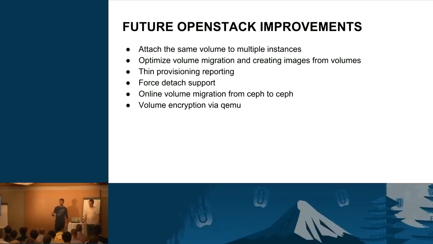When we create an image from volume as well, we basically need a bunch of space on the Cinder node, and we don't really want that, so that's something that we have to work on as well. Thin provisioning reporting, because at the moment if you create a Cinder volume for 1 gig, then you get 1 gig used. But what we want to do is to have thin provisioning reporting, as I said, and we will just report the real space used by the block device instead of the entire space.